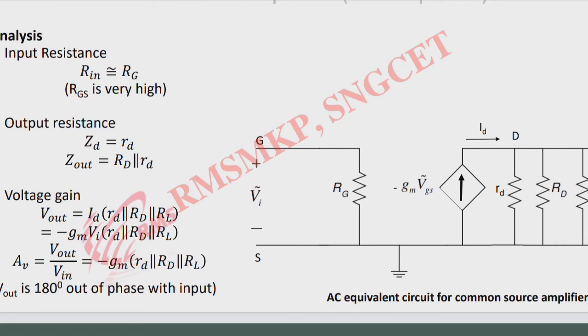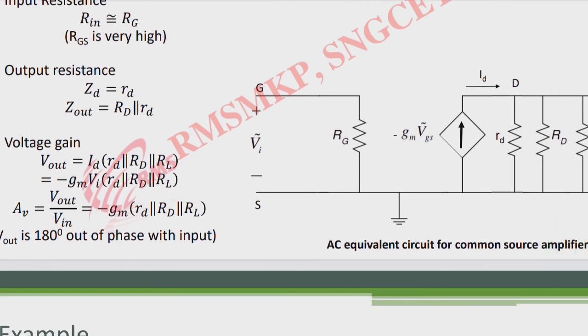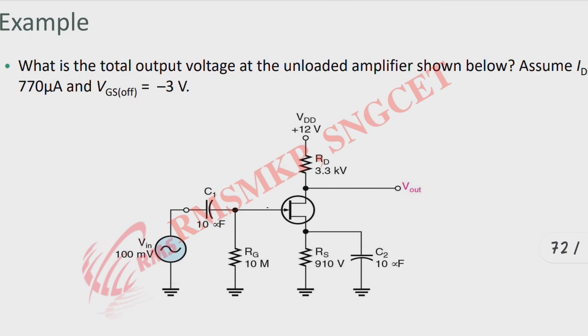Voltage gain: Vout equal to Id into Rd parallel RL, equal to minus Gm Vi into Rd parallel RL. AV equal to Vout by Vin equal to minus Gm into Rd parallel RL. Vout is 180 degrees out of phase with the input. This is the AC equivalent circuit of CS amplifier.